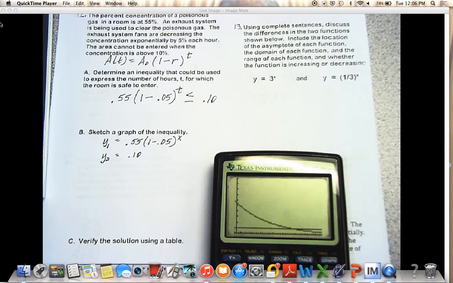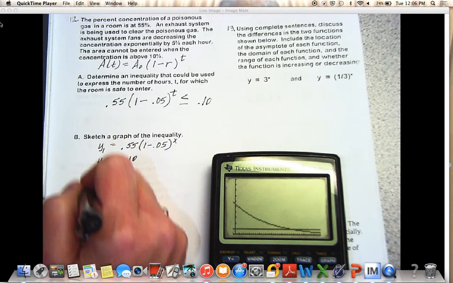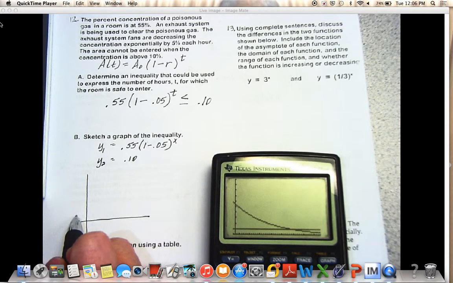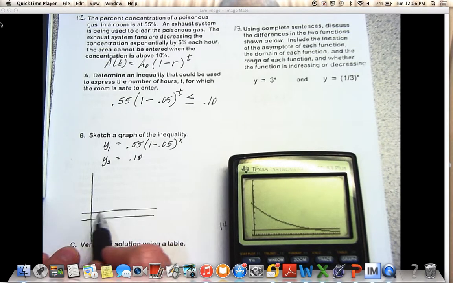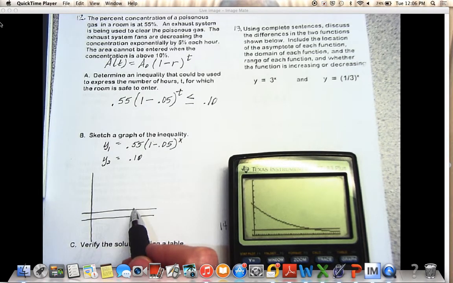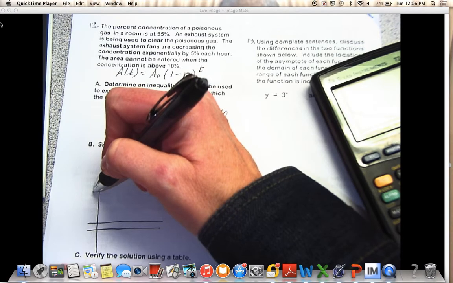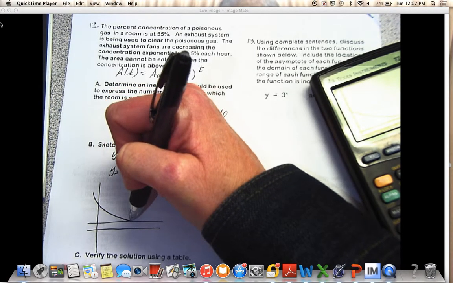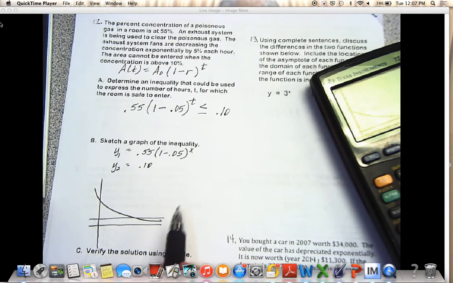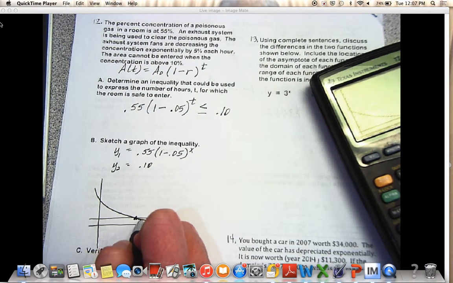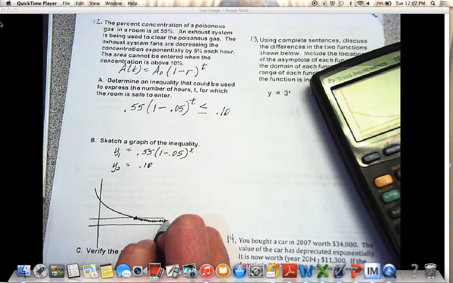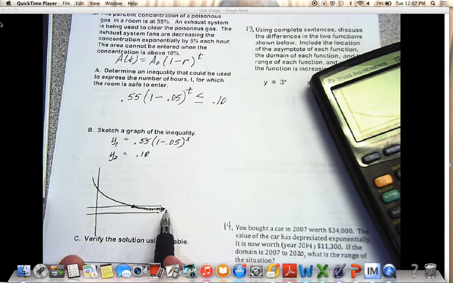Elijah, did you get this picture? All right. Now we want to sketch that. So let's sketch this drawing right here. Of course, this straight line, that's the 10%. So when your curve is above that 10% line, you can't go in that room. It's not safe. But here's what we're drawing. This curve comes in, that gas is decreasing, but then it hits that point, and from this point forward, I'm okay. I could enter because it gets below that line.